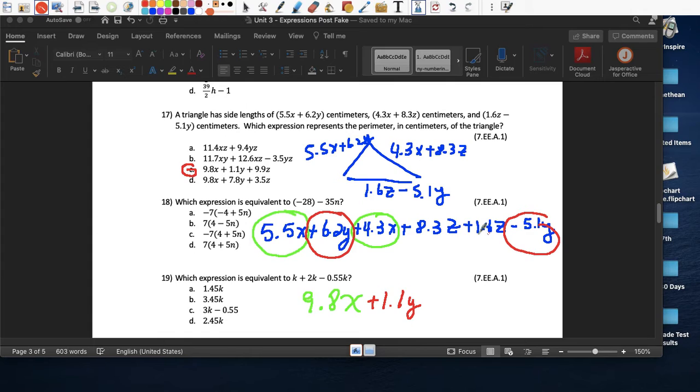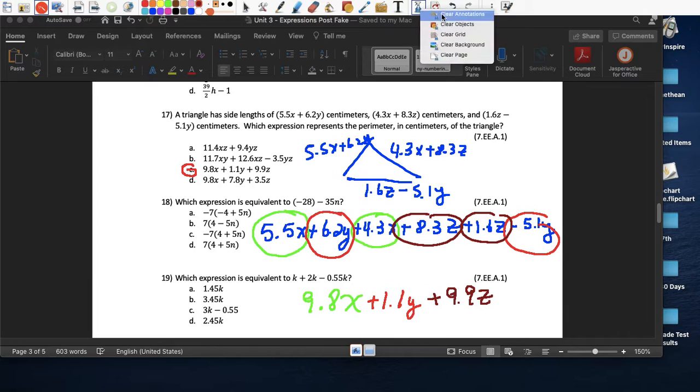Okay, and even if I did the last one, the z's, I'm going to add the z's together. So what is that, 8.3 plus 1.6 looks like 9.9. Okay, so don't be afraid of these questions.